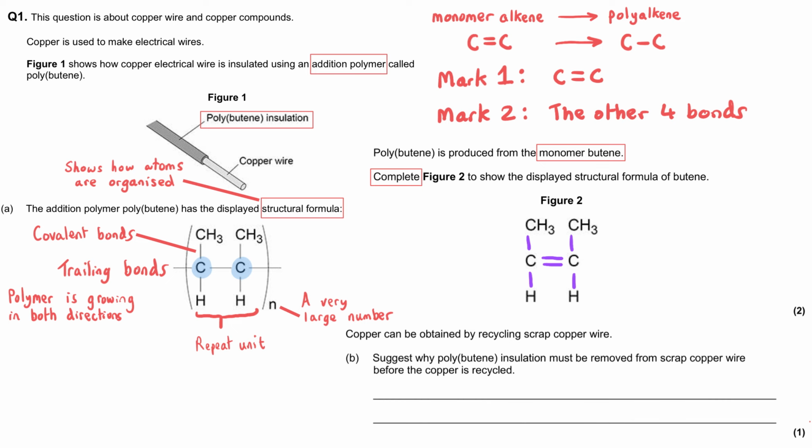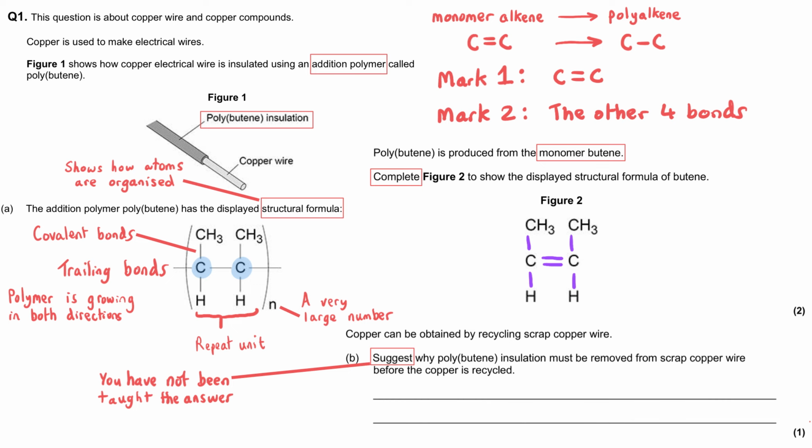And then we're told that copper can be recycled using scrap copper wire. We're asked to suggest why polybutene insulation needs to be removed from scrap copper wire before copper is recycled. Now, when you're shown a suggest question, that means you haven't been explicitly taught the answer to this question, but you need to be able to work out the answer using your knowledge of chemistry that you can bring to this question. And normally for a suggest question, there are a huge range of possible answers, and I will list a few of them.